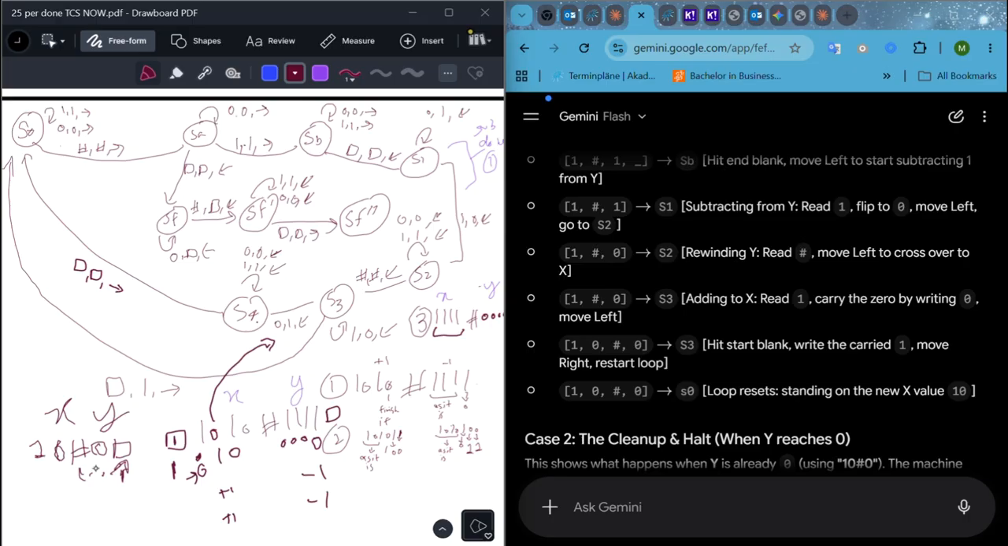It will go one step left to the blank. If it reads a 0, it will make it a blank. If it finds a hash, it will make it a blank. Then it goes one step left and changes to SF. In SF, no matter what it reads, it needs to find the blank on this side. And the moment it finds it, it goes one step right and it finishes the state here. And this is our answer. And that's how this Turing machine works.